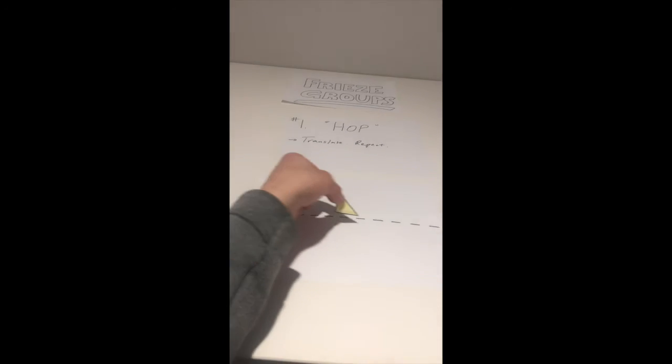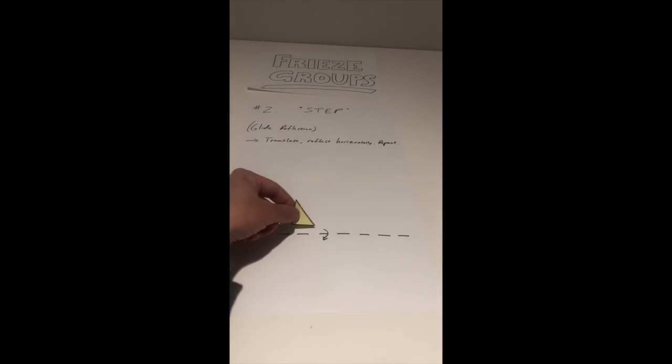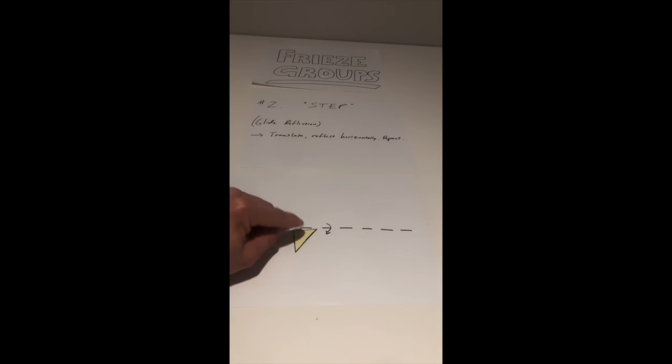Okay, so now we're going to go through a few of the actual Frieze patterns. So the first one is called a hop. And all we're doing is we're going to translate and then we're just going to repeat. So we're going to take our shape and just translate to the right. And for the next shape, we just translate and keep going. And that's a pattern. The second pattern is called the step. And a step, as it says here, is basically just a glide reflection, which we went over earlier. So we're going to translate our shape. And then we're going to flip over the x-axis. And then we would just keep going.